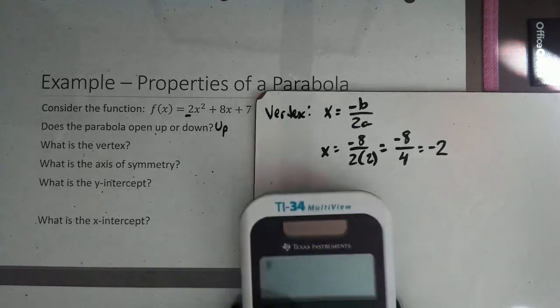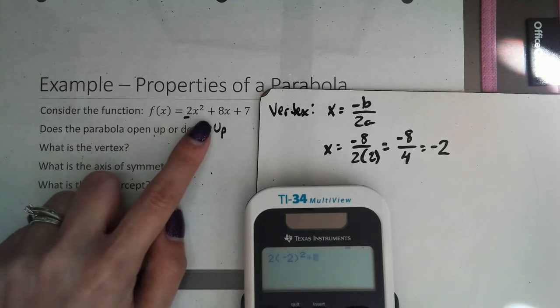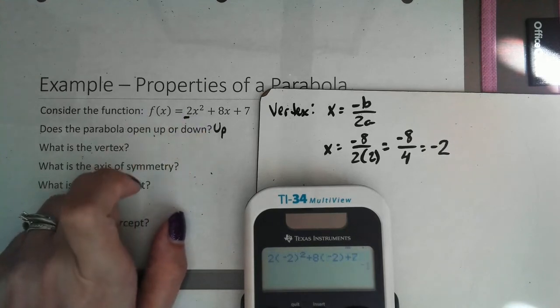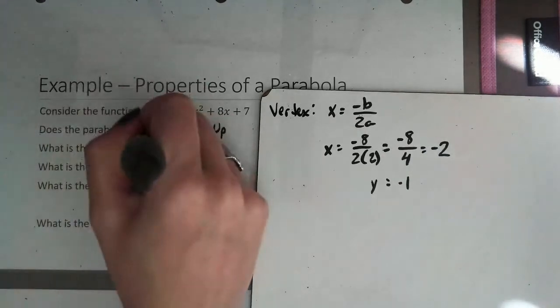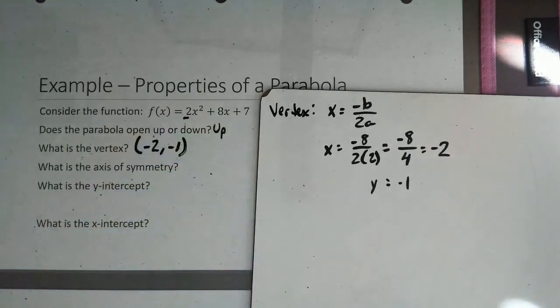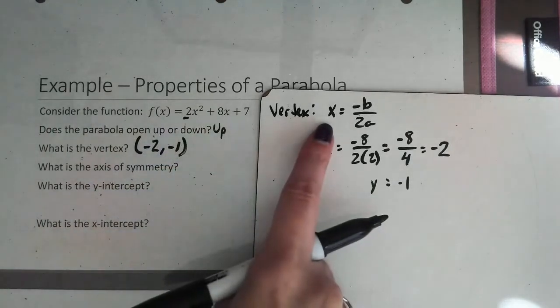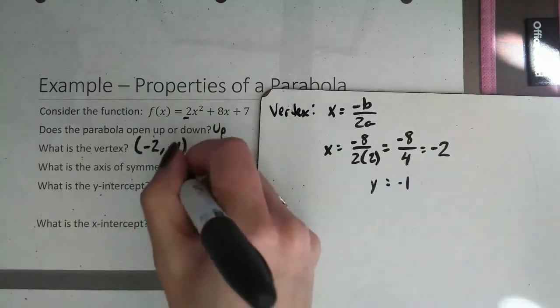To find the y value of my vertex, I need to plug that in. So I have 2 times negative 2 squared plus 8 times negative 2 plus 7 equals negative 1. So the y value of my vertex is a negative 1. That means my vertex is located at negative 2, comma negative 1. My axis of symmetry, I use the same formula that I did for the x value of the vertex. So we get x equals negative 2.